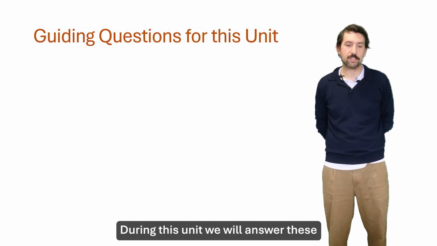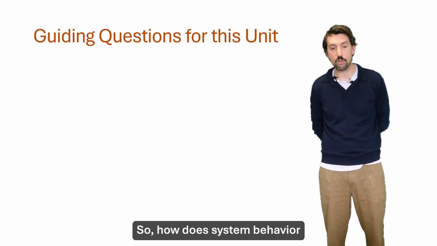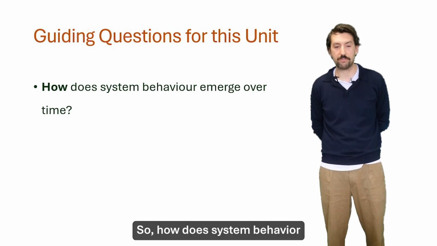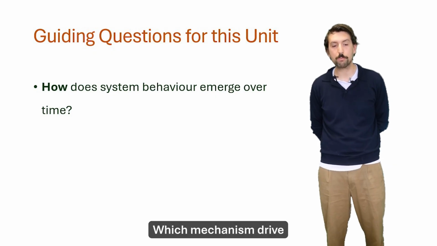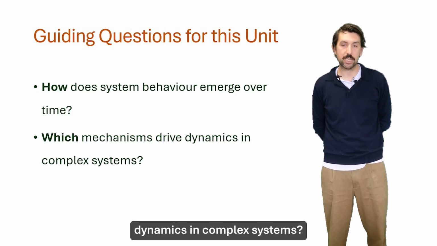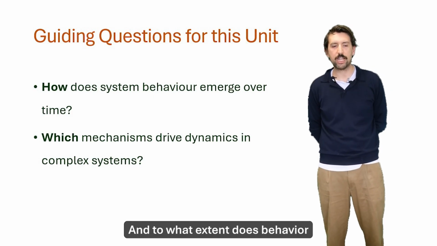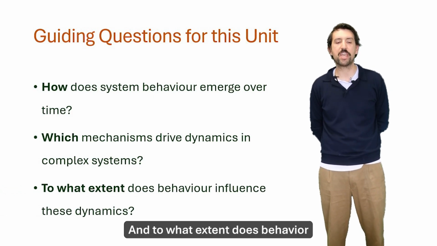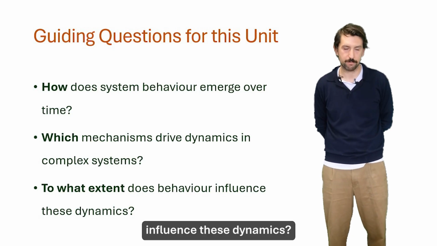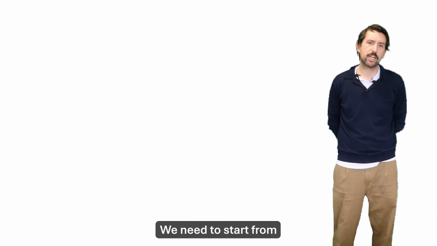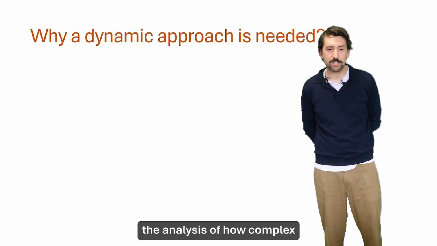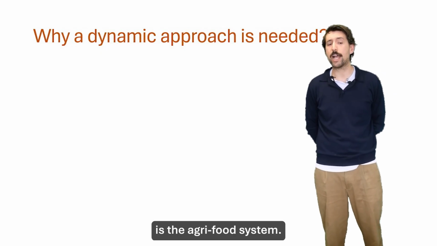Today I will present you Module 4 Unit 1, the Behavioral System Dynamics Model for Sustainable Farming System Transition. During this unit, we will answer these three main questions. So, how does system behavior emerge over time? Which mechanisms drive dynamics in complex systems? And to what extent does behavior influence these dynamics? We need to start from the analysis of how complex the agri-food system is.